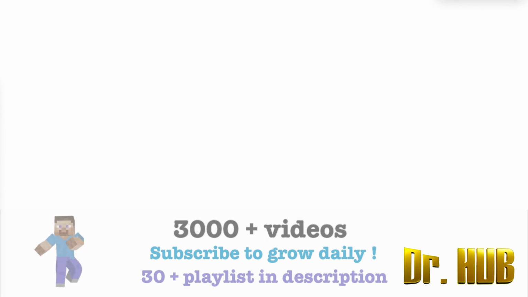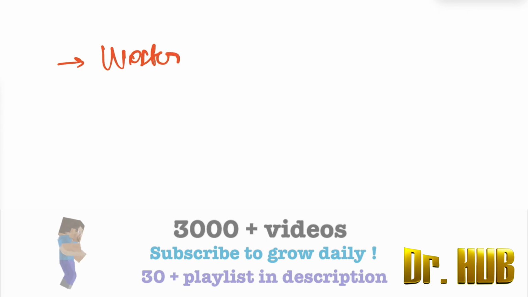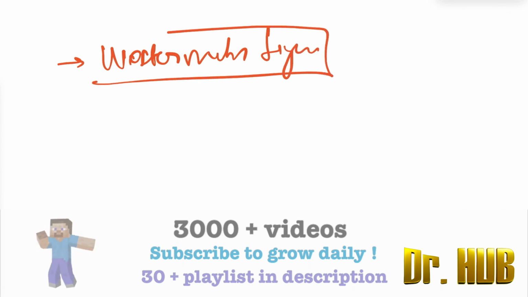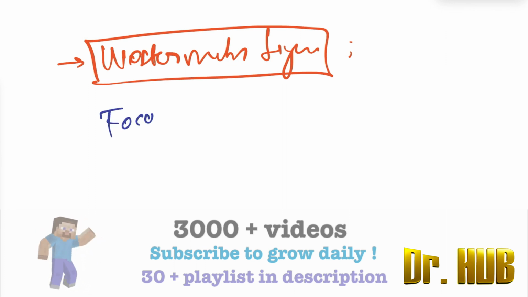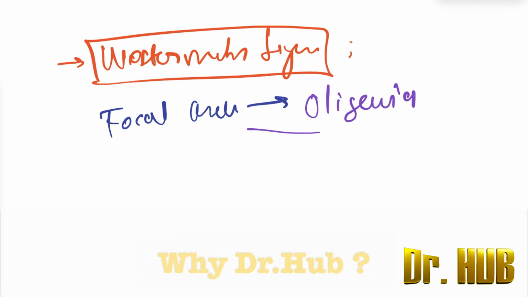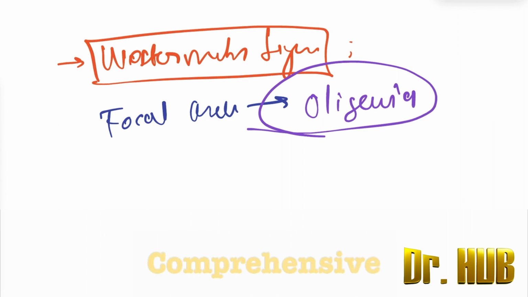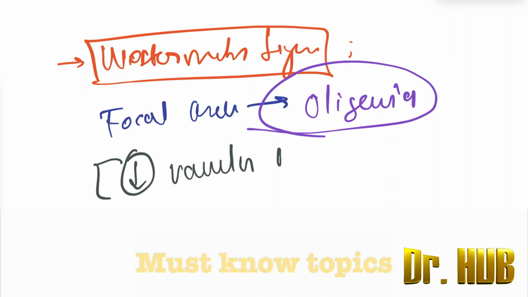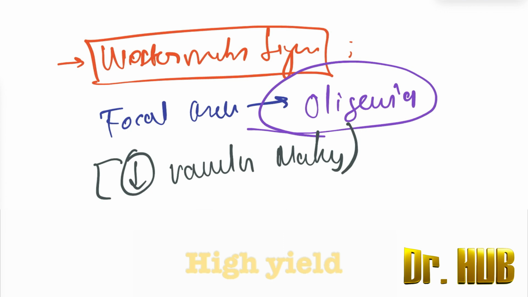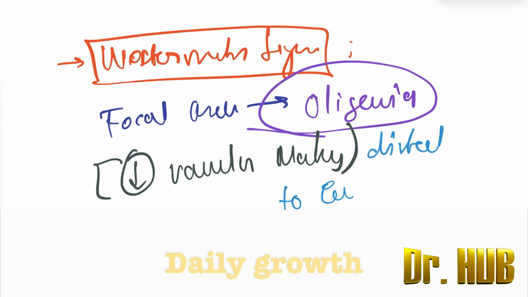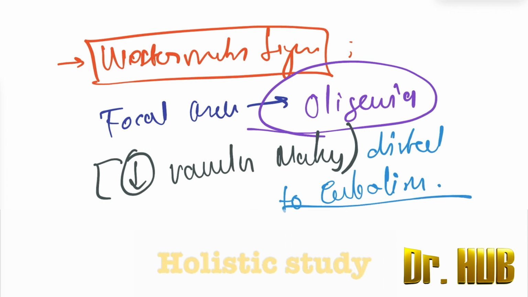Importantly, we have something known as the Westermark sign. This Westermark sign is nothing but a focal area of oligemia, which is a decreased vascular marking. So there's a decrease in the vascular marking, and this focal area of oligemia is distal to the embolism. So this was the Westermark sign.